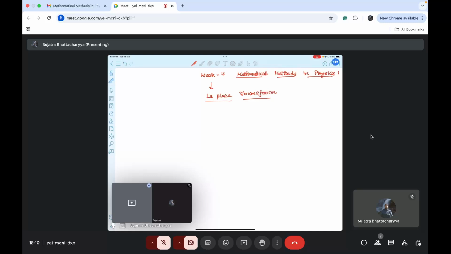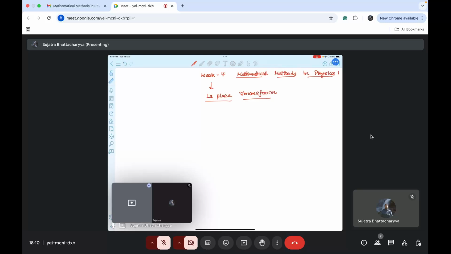There is an extra class possible this Saturday, 3 to 5 p.m. So there we will complete this part and try to see how the inverse Laplace transform is calculated, and we can find the solution of the ordinary differential equation using Laplace transform. That is the major goal.